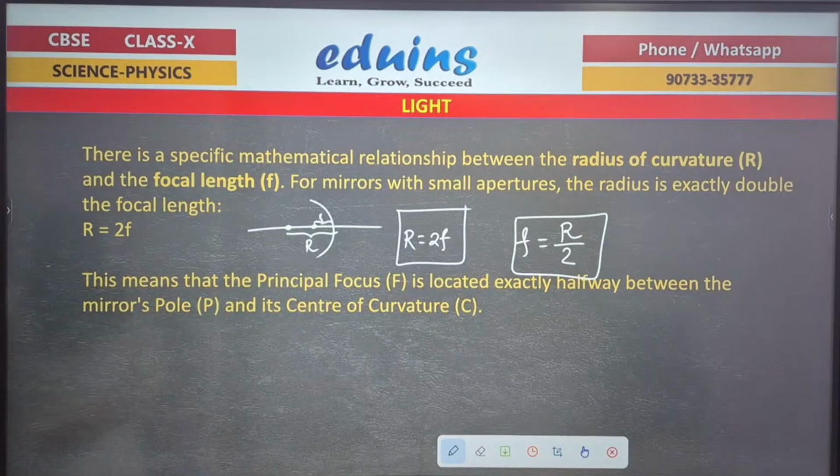So, for today, that's all. We have to study the image formed by spherical mirrors. In the next class, we will discuss image formation and the type of image formed by spherical mirrors, for concave and convex mirrors, and the uses of these kinds of mirrors.